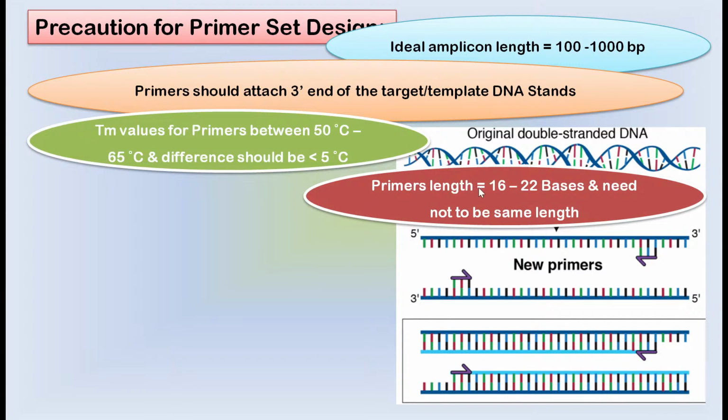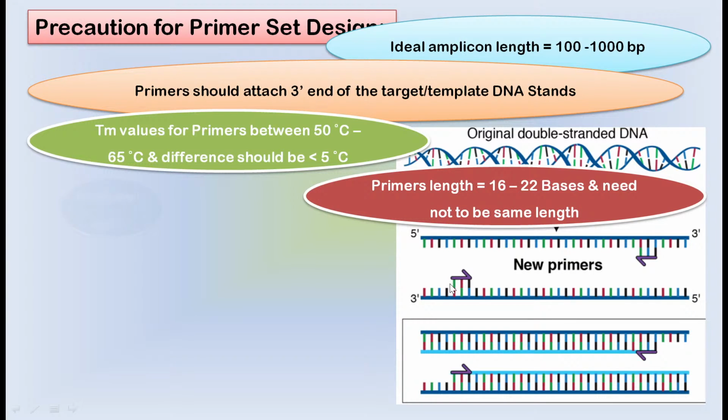And primer length should be 16 to 22 base pairs and need not be the same length. Both forward and reverse primer length should be between 16 to 22 bases, but need not be the same length. For example, this reverse primer has a length of 17 bases, and this forward primer has a length of 20 base pairs. There is no need for both primers to have the same length. They may be different lengths, but primer length should be between 16 to 22 base pairs.